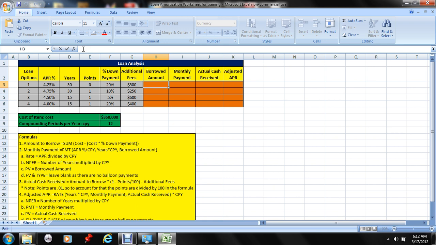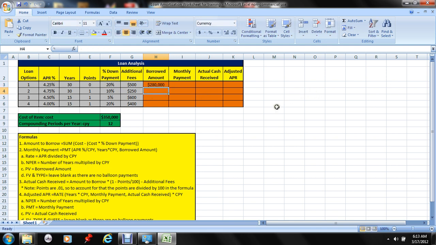Okay, so to do so, go ahead and hit equals. As you see the formula in the lower half, sum, and then we're going to take the cost. So type in cost, which is what we've named the cell. Subtract that minus the down payment, and the formula for that would be the cost multiplied by the down payment, which in this case for loan option 1 is 20%. Cell F3, close the formula, hit enter, and as you see 280,000 pops up.